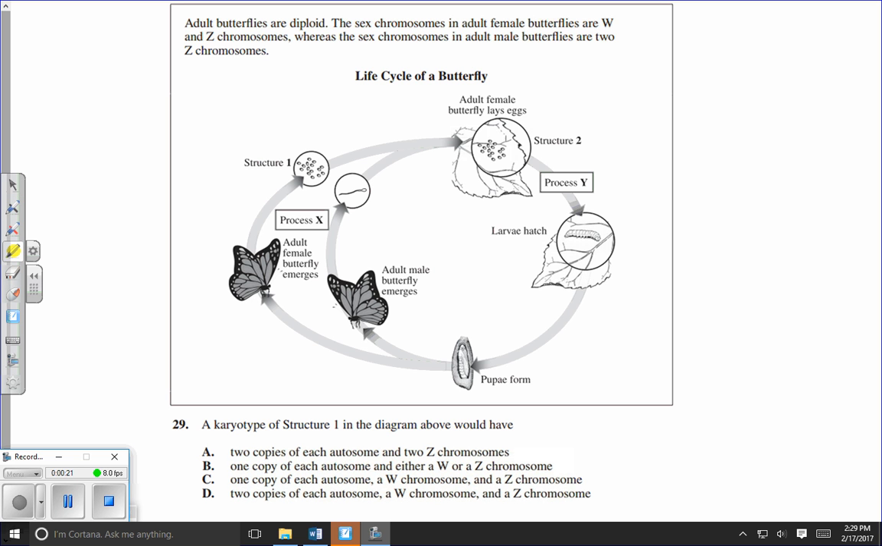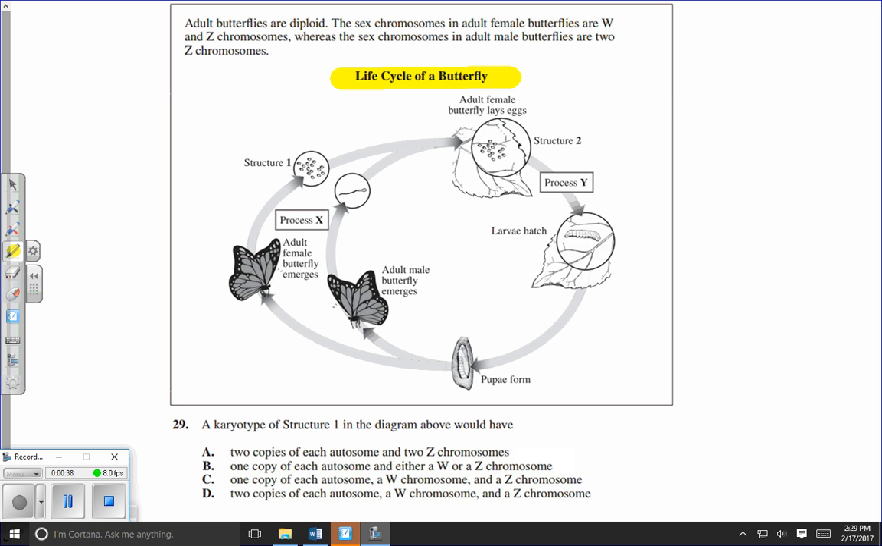The first thing I notice is the diagram. This is a life cycle question. Life cycle question means it's dealing with sexual reproduction, usually sexual reproduction. Could be asexual, but this one definitely is sexual reproduction. So let's take a look at what we've got here. Like I said, there's a lot going on.